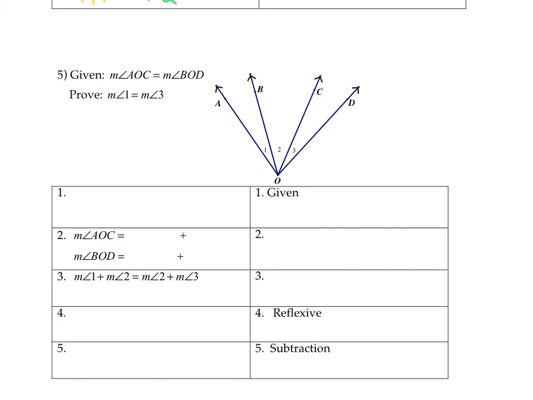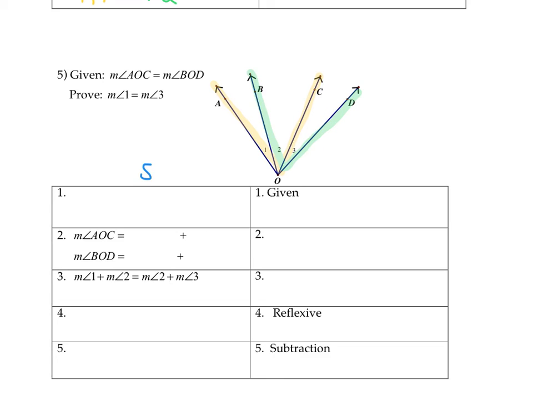Okay, we have one last proof before you get to try it on your own. So number 5, it says we're given that the measure of angle AOC is equal to the measure of angle BOD. So here's AOC, highlighted in yellow, and here's angle BOD, highlighted in green. So let's put that in as our given information to start.